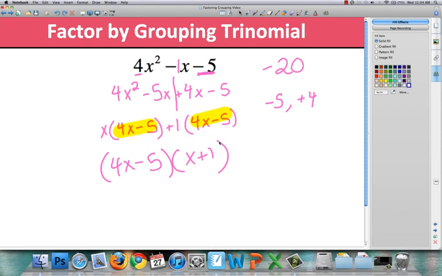So tomorrow in class, we will be working more with factoring by grouping. So be sure to bring any questions that you have.